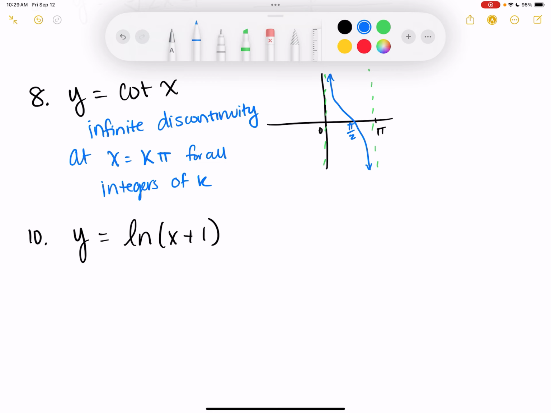Discontinuous at all points not in its domain.